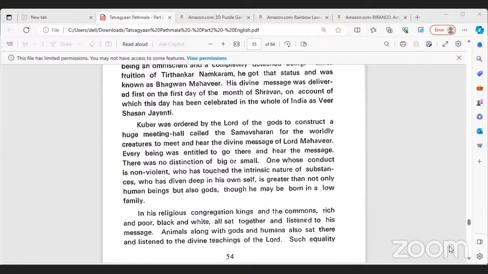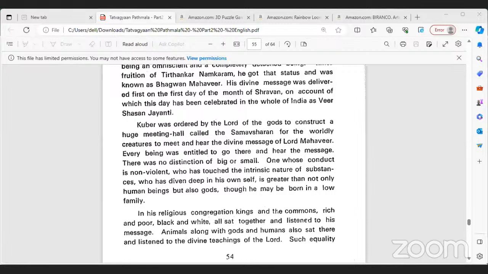One whose conduct is non-violent and who has touched the intrinsic nature of substances, who has divine depth in his own self, is greater than not only human beings but also gods, though he may be born in a low family. In his religious congregations, kings and the commons, rich and poor, black and white, all sat together and listened to his message. Animals, along with gods and humans, also sat there and listened to the divine teachings of the Lord. Such equality amongst the creatures of this world is difficult elsewhere.